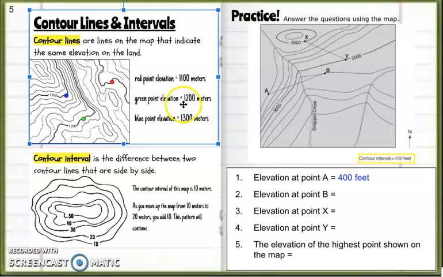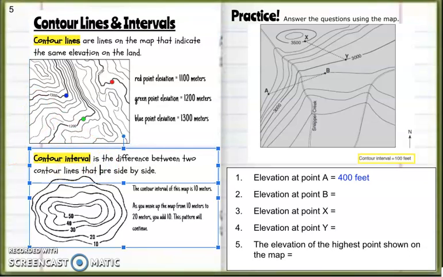If I look at the green point, it's going to be 1,200 meters, and anything on that line, all the way over here, is equal to that. And then the blue point is going to be 1,300, because again, anything on that contour line is going to be equal.